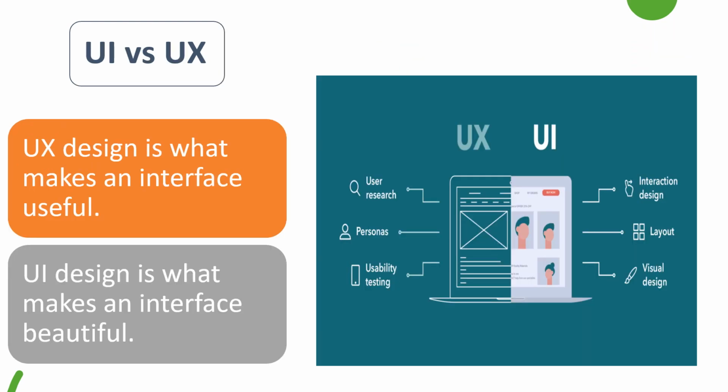So simply put, the difference between UI and UX is that UX design is what makes an interface useful, and UI design is what makes an interface beautiful. So UI is about interaction design, layout, and visual design, the visual part of it, how good it looks, and UX is about user research, personas, and usability testing. That is the usability of that tool.